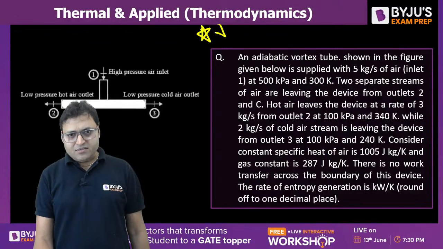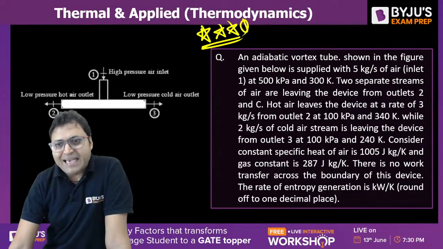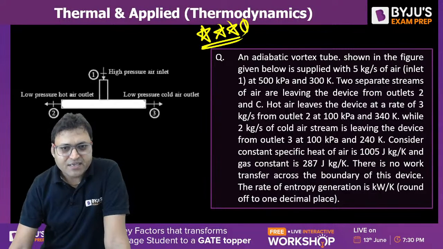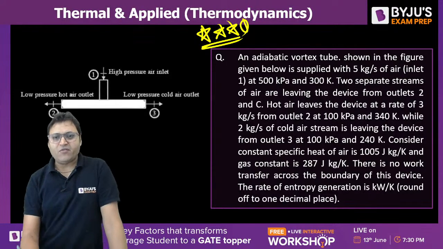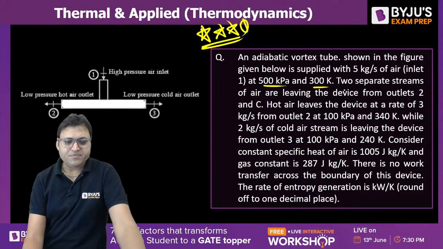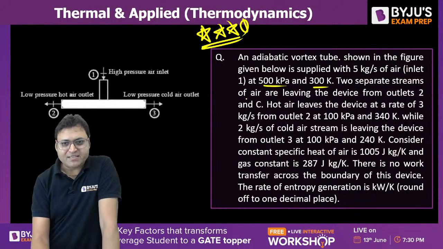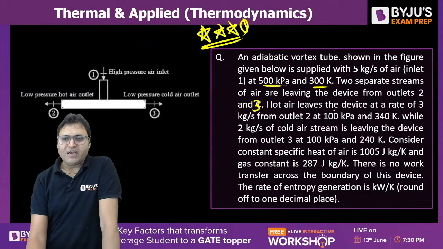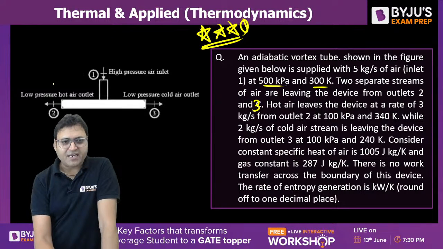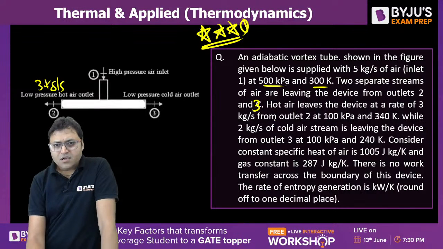The last question, very, very beautiful. An adiabatic vortex tube shown in the figure given below is supplied with 5 kg of air inlet at 500 kilopascal and 300 Kelvin. High pressure air is supplied. Two separate streams of air are leaving the device from outlets 2 and 3. Hot air leaves the device at the rate of 3 kg per second from the outlet 2 at 100 kilopascal and 340 Kelvin.